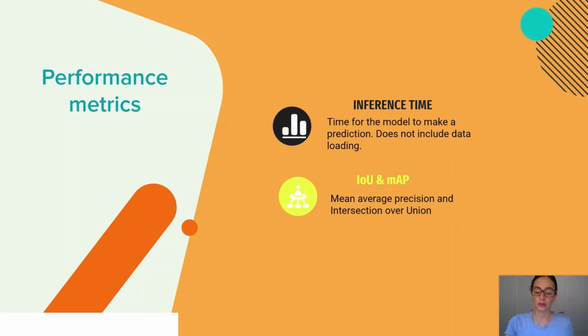So in order to account for those two aspects, we look at mAP and IoU. These are the most typical object detection metrics that we use to understand how accurate our results are. IoU measures how much a predicted box overlaps with the true box, and mean average precision measures the area under the precision-recall curve.